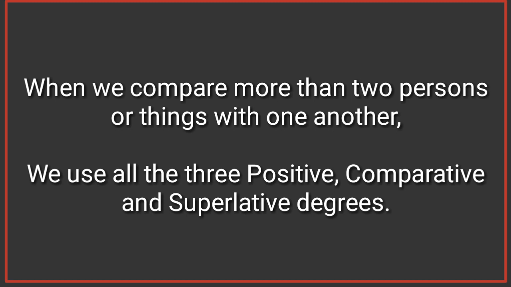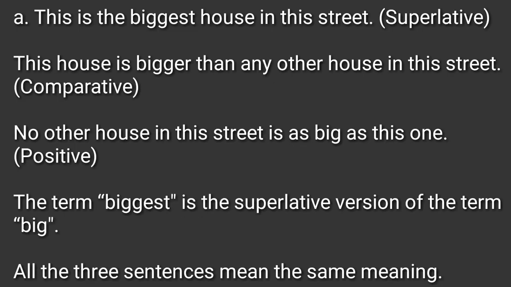Okay. Now we studied the usage of positive and comparative degree. We are moving to superlative degree usage. Look at this one. This is the biggest house in this street. Biggest house. It is in superlative form. This house is bigger than any other house in this street. We are comparing one house with the other houses in the street. Comparative degree. No other house in this street is as big as this one. The sentence is negative because the word no is there and the sentence is in positive degree.